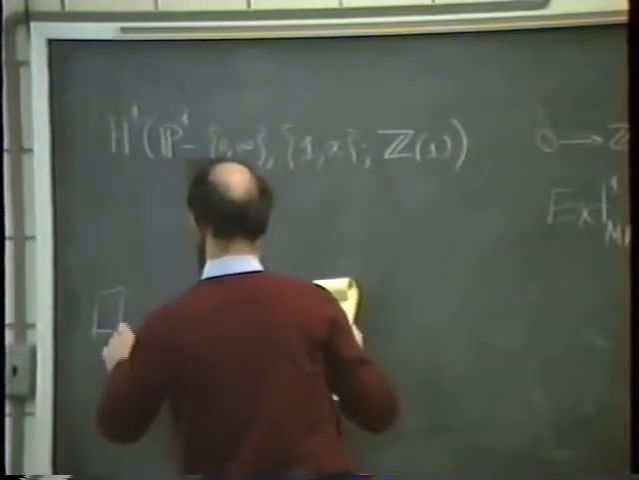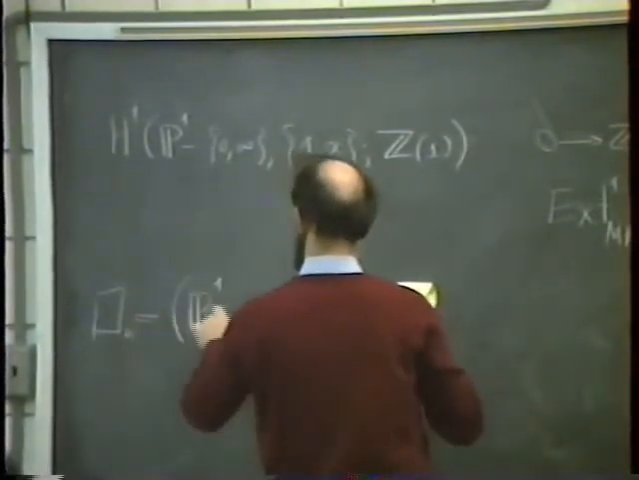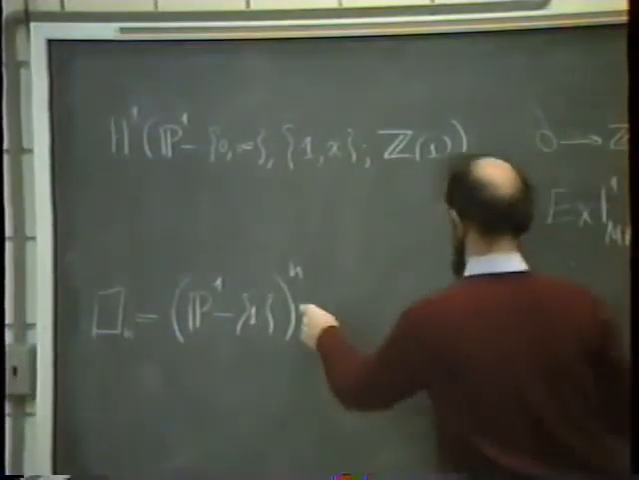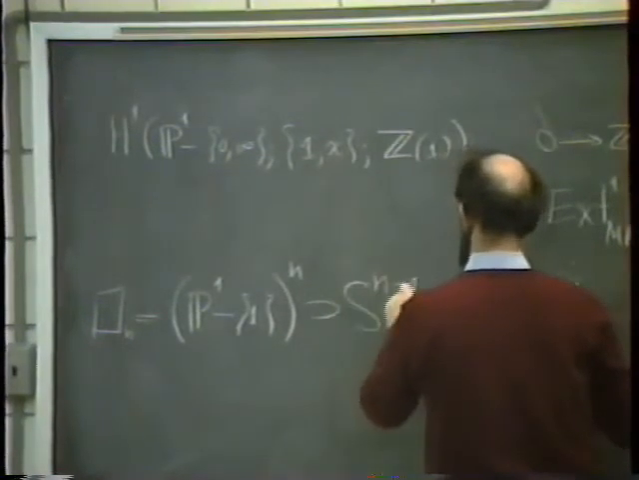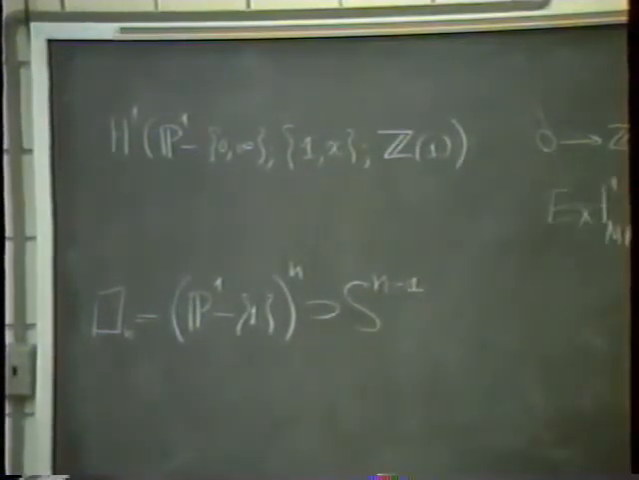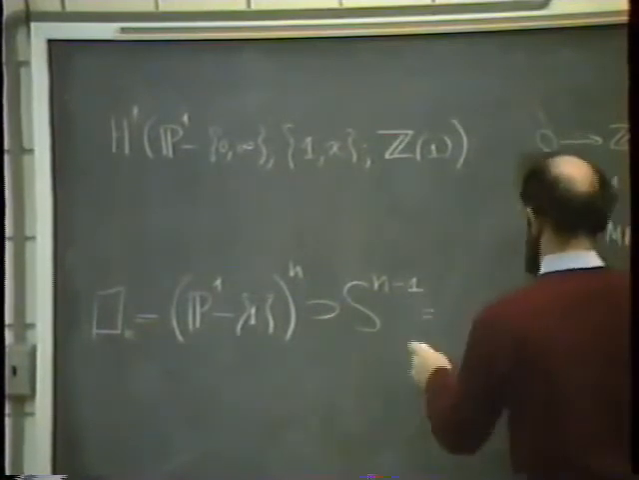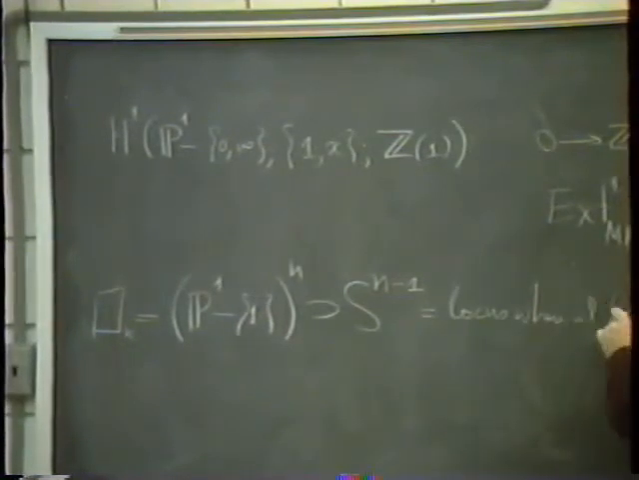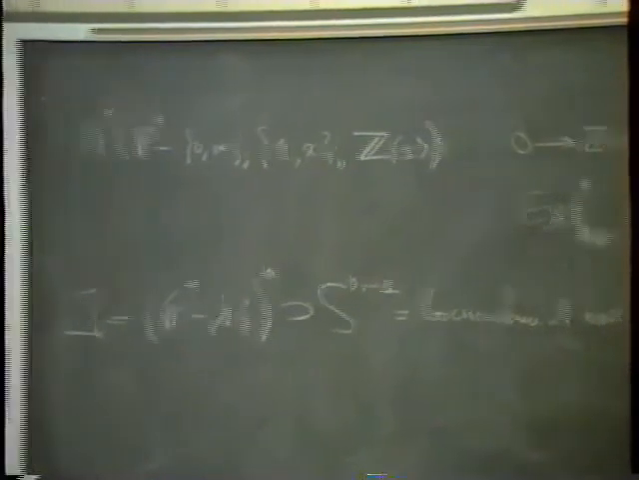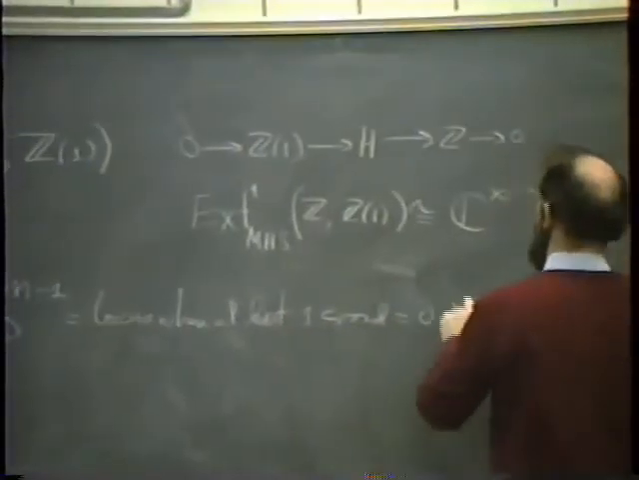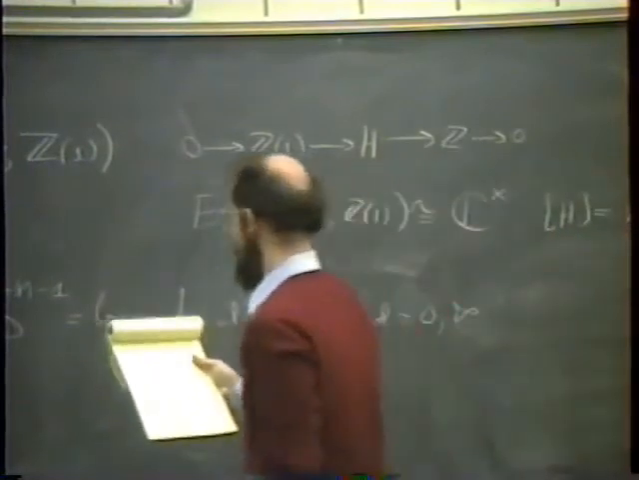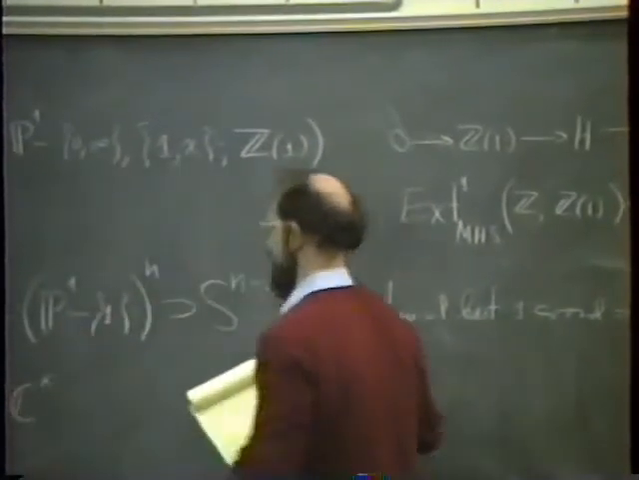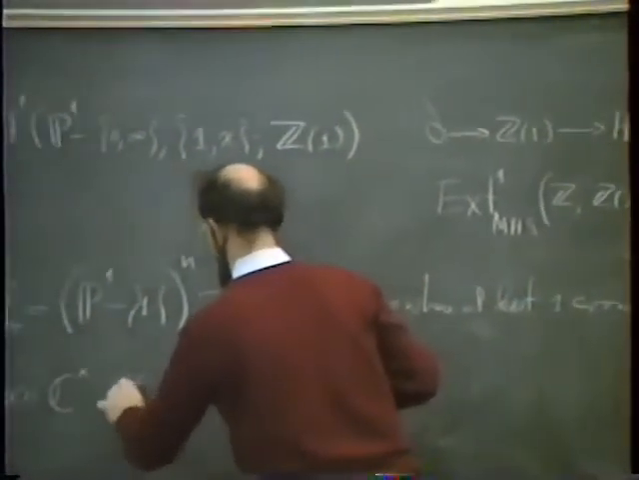Let me write box^n for the product of n copies of P1 minus 1, and this contains what I write S^(n-1), the sphere, really the cube. This is the locus where at least one coordinate is equal to either 0 or infinity. And let's fix an x in C cross, and let's assume that x is not equal to 1.